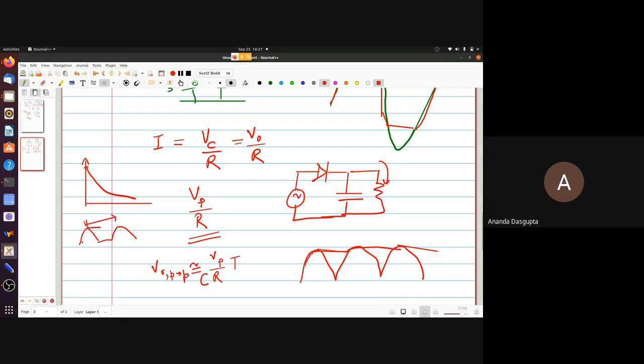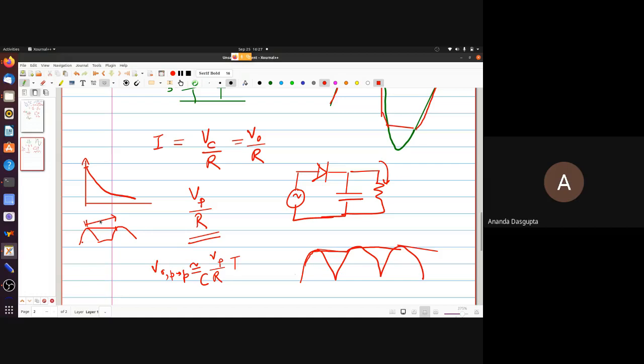It discharges up to this, after which it sort of charges up again. Okay. Now, capital T is an overestimate as far as the time for discharge is concerned. VP by R is an overestimate as far as the current is concerned. But this is fine, because whatever our circuit does is not going to be worse than this.